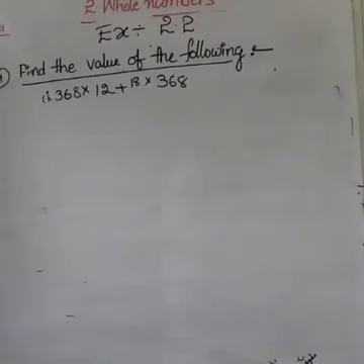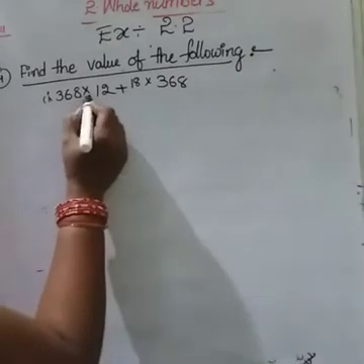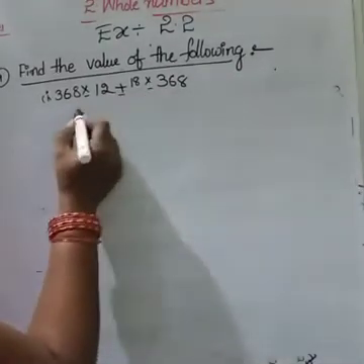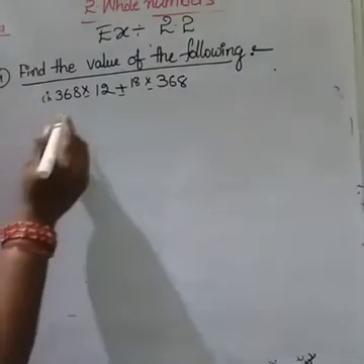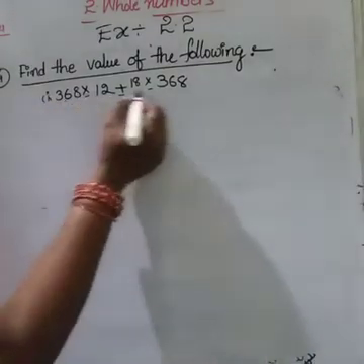Look here children, fourth one: find the value of the following. Here multiplication and addition are both in one problem. So here 368 on both sides.